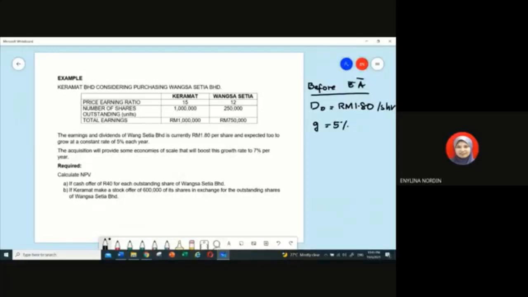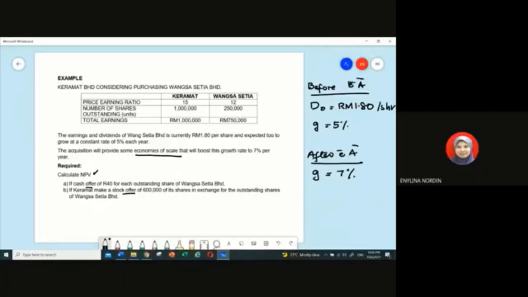In the next line, you can see the acquisition. If the acquisition is successful, it will provide some economies of scale, that means there will be production cost reduction. That will boost this growth rate to 7%, so after the acquisition the dividends of the company are expected to increase by 7% every year. The question asks you to calculate the net present value for both considerations: the cash offer and the stock offer.